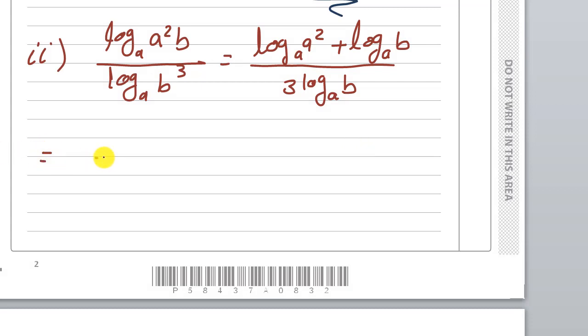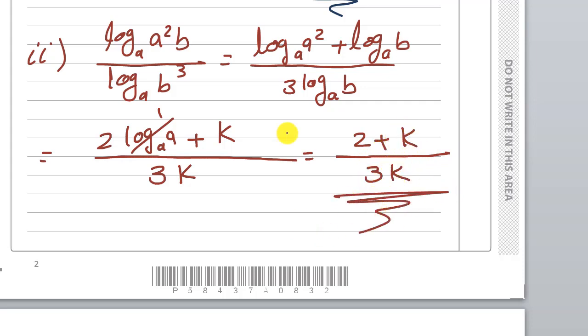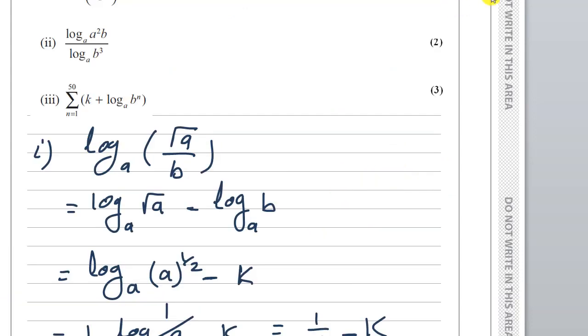So it's equal to 2 log a plus k divided by 3k. Log a is again 1, so it's equal to 2 plus k divided by 3k. And this is the answer of this part.